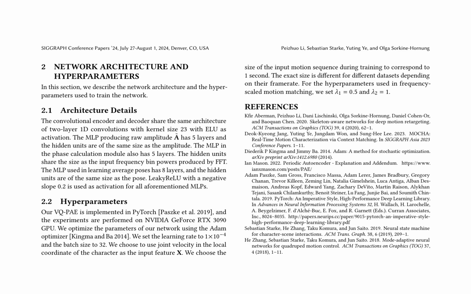In their research on motion synthesis, the authors detail the network architecture and hyperparameters used for training. The convolutional encoder and decoder share a two-layer 1D convolution with a kernel size of 23, utilizing ELU as activation. The multi-layer perceptron (MLP) producing raw amplitude consists of 5 layers, with hidden units of the same size as the amplitude. Similarly, the MLP in the phase calculation module also has 5 layers, with hidden units the size of the input frequency bin powers produced by fast Fourier transform, FFT. The MLP used in learning average poses comprises 8 layers, with hidden units the size of the pose, and uses leaky ReLU with a negative slope of 0.2 as activation for all MLPs.